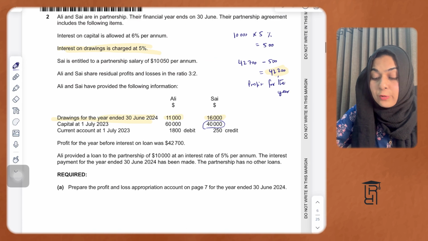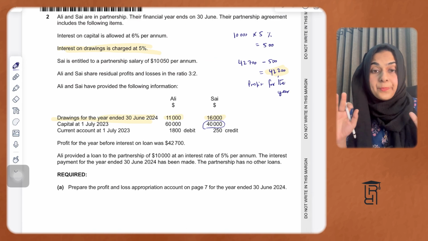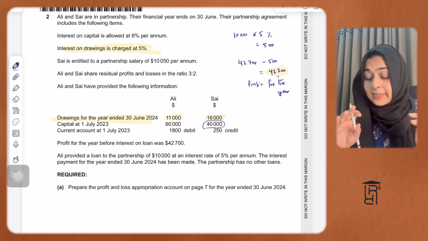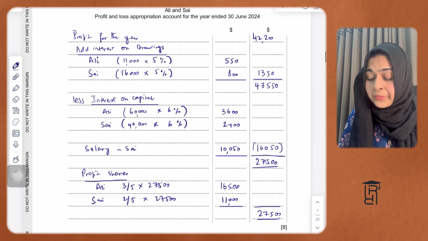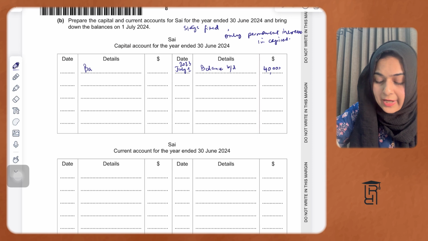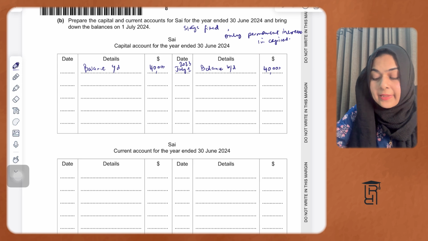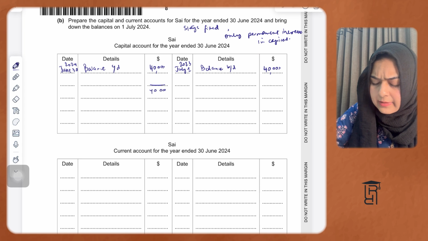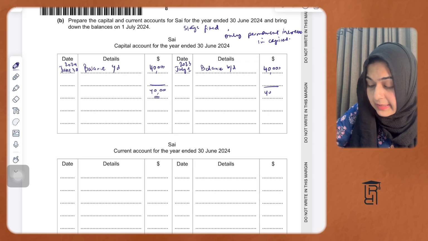Now if you look at the question, there is no permanent increase in capital. There is no additional capital in the form of a non-current asset, or in the form of bank, or cash. So you will make the balance carried down. I'll write balance carried down, 40,000. This is going to be my capital at the end of the year also. So I'll write June 30, 2024. I'll balance this account at 40,000 on both sides.